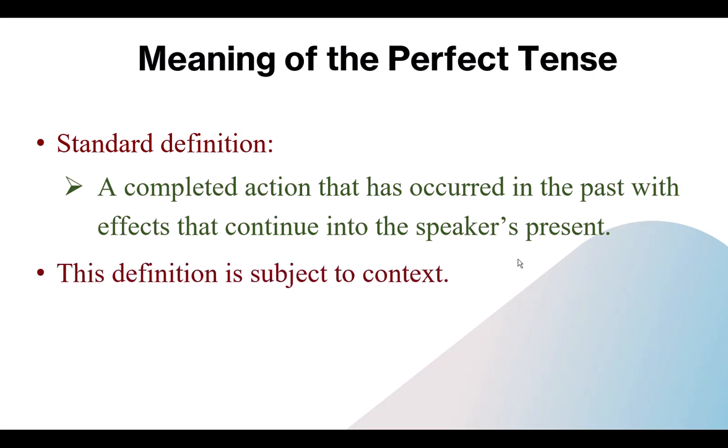Now this definition is subject to context. We don't want to take a very rigid definition and try to impose it upon the vast array of contexts when a perfect tense could appear. But the standard definition, sort of a working ballpark definition, is what we say here. A completed action that's occurred in the past with effects that continue into the speaker's present.